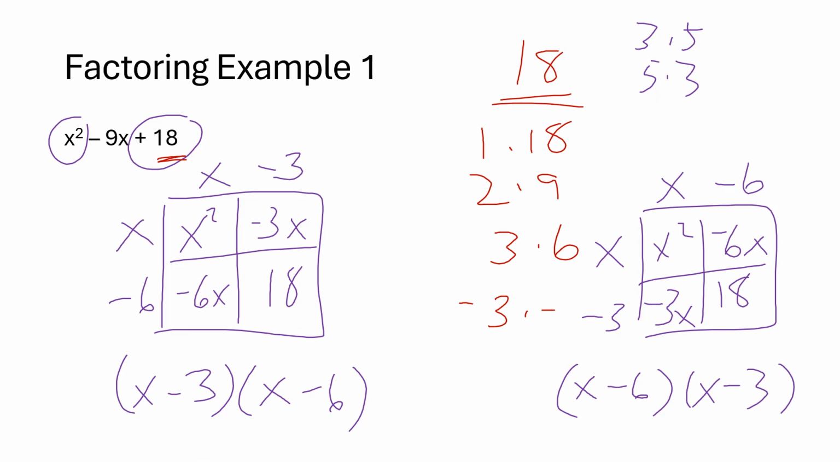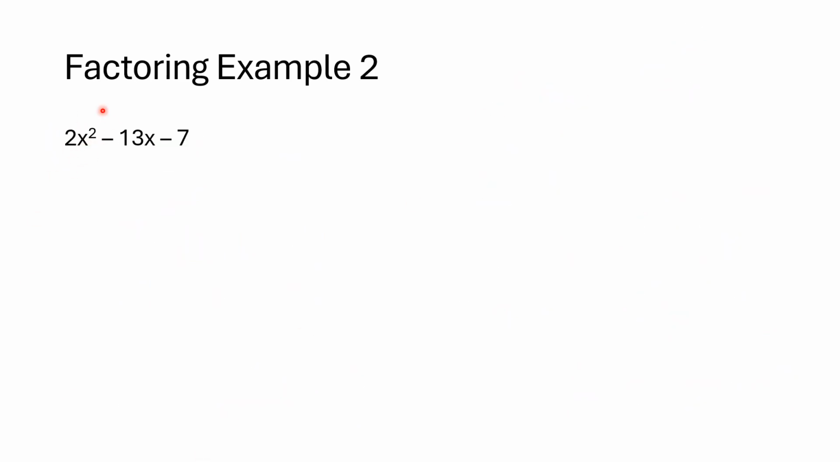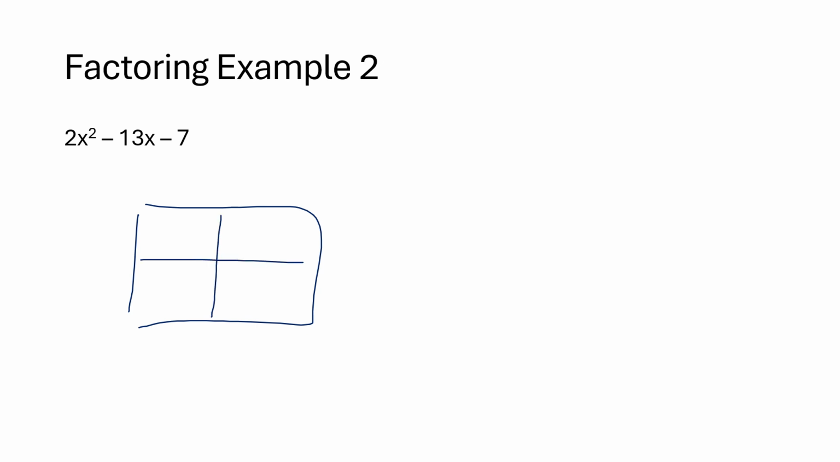All right, second example is a little bit trickier, and that's because we have a leading coefficient of 2. It changes one step in how we do this, and it might be familiar if you've done factoring by grouping before. So we have 2x squared and -7, so the x squared upper left, constant in lower right. Here's the additional step. There aren't two factors of -7 that add up to -13. So that's a little problematic.